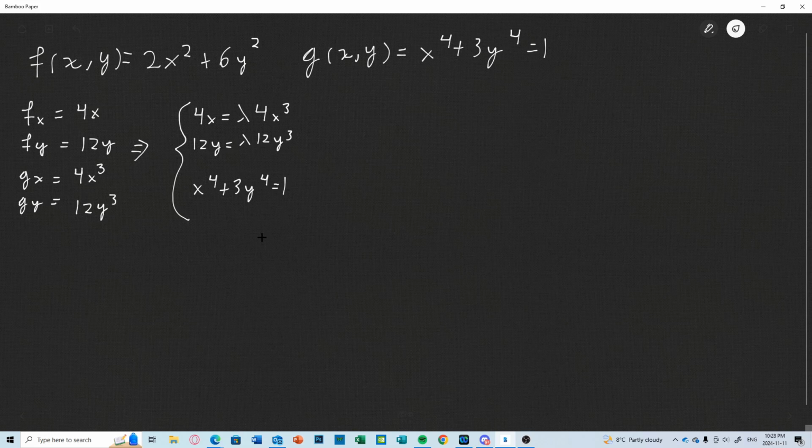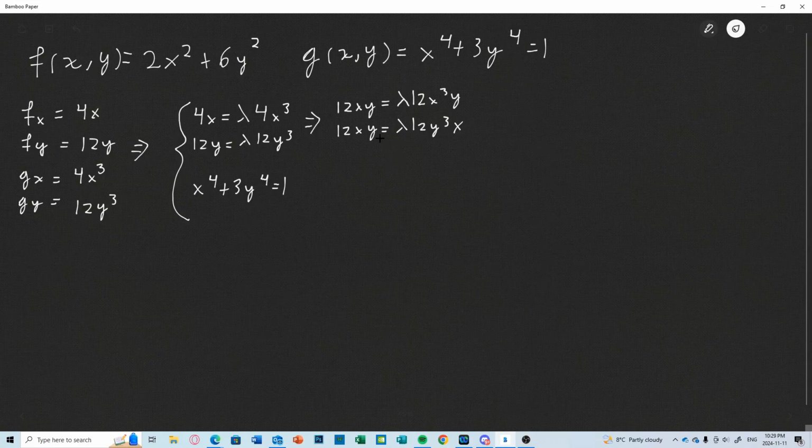Now we want to find a way to set these equations equal to each other. So the easiest way to set these equal to each other is by making our 4x equal 12xy. So we're going to multiply our top row by 3y, which will get us lambda times 12x cubed y, and 12xy, because we're going to multiply our second row by x. This will get us lambda 12y cubed times x.